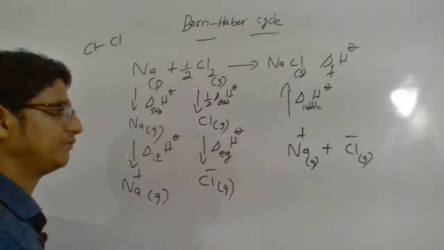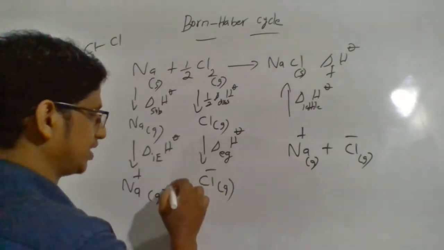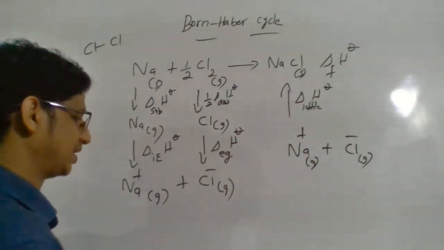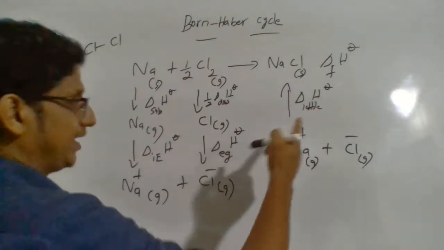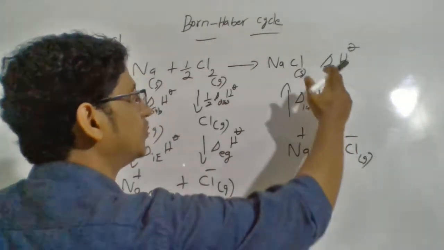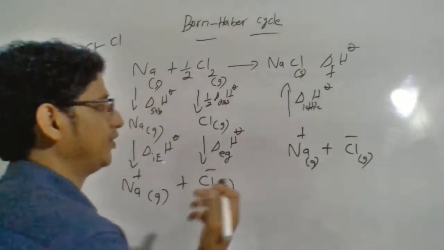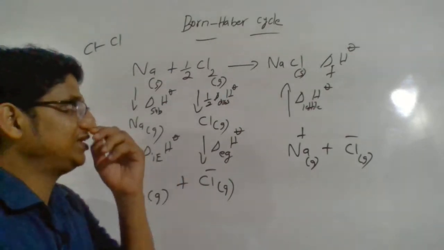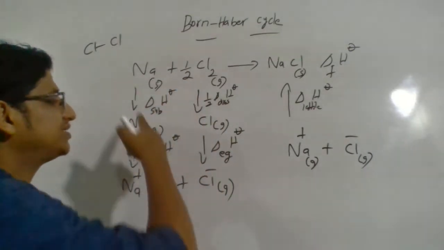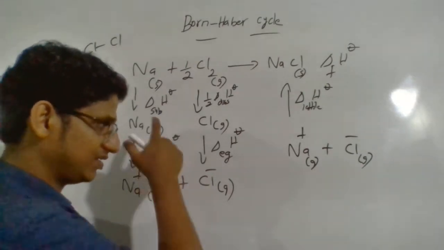So we now have the sodium ion and the chloride ion, and when these two combine, you get the lattice enthalpy. After forming the sodium ion in the gaseous form and the chloride ion in the gaseous form, you are going to get sodium chloride in the solid form. This is one method of formation of sodium chloride from its elements. This is another way of forming sodium chloride, by this cycle.